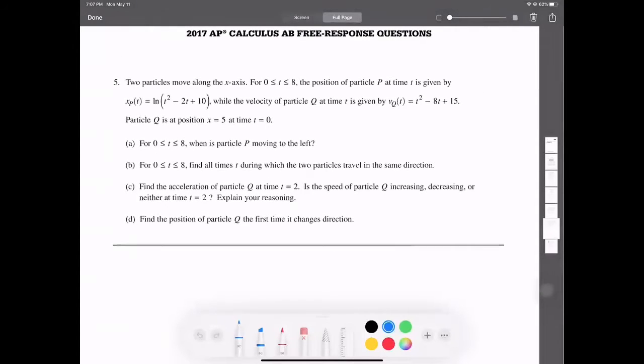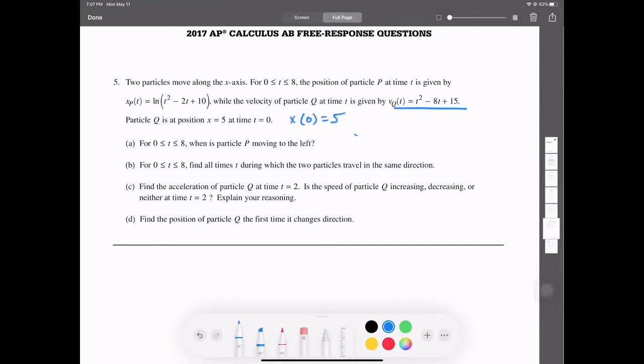But okay. Okay, 2 particles move along the x-axis between 0 and 8. The position of the particle P at time t is given by this. Okay, so the particle is moving left and right based on some t. While the velocity of the particle Q at time t is given, okay, they give us the velocity of a different particle, where x at 0 is equal to 5.